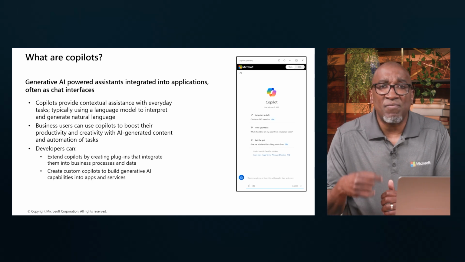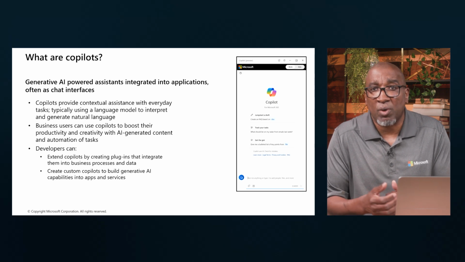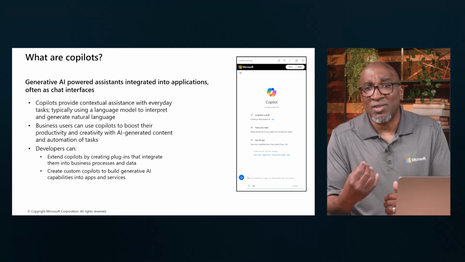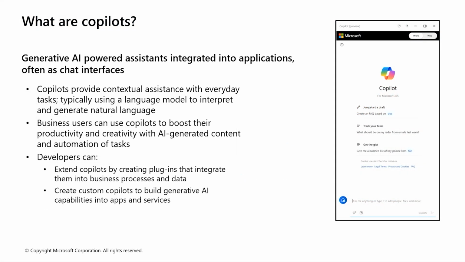Not only that, developers can extend copilots by creating plugins that integrate them into business processes or data, or even create custom copilots that build generative AI solutions into apps and services. Copilots are designed to get us past the initial parts of a task faster. They don't replace us, but they act as a highly skilled assistant that can grind through the first pass or rough draft and let us use our talents more effectively and more efficiently.